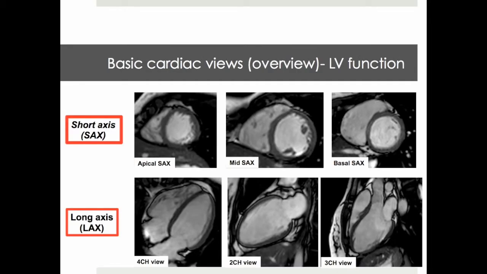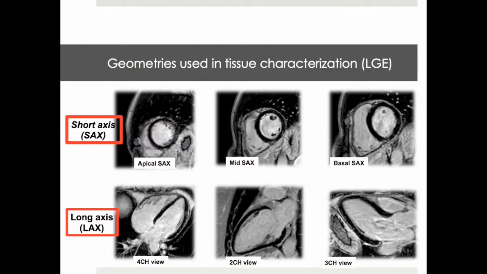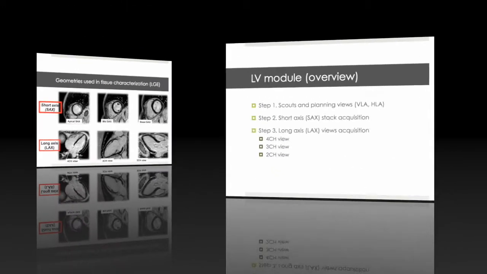This provides an overview of basic cardiac views. These are short axis slices, apical, mid and basal, as well as long axis views, 4-chamber view, 2-chamber view and 3-chamber view. They are not only useful in cine imaging, that is for assessment of LV function, they also provide geometries which are used to plan tissue characterization such as scar imaging by late gadolinium enhancement.